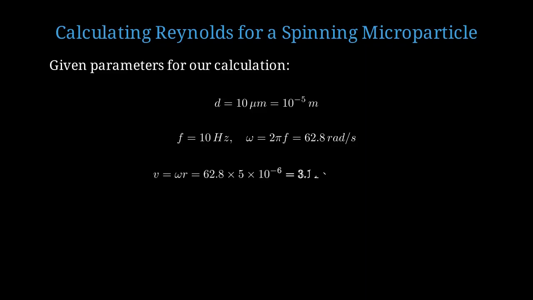The velocity at the particle edge equals omega times radius. That's 62.8 times 5 times 10^-6, which gives us 3.14 times 10^-4 meters per second. For water, the density is 1,000 kilograms per cubic meter, and the dynamic viscosity is 10^-3 Pascal seconds.